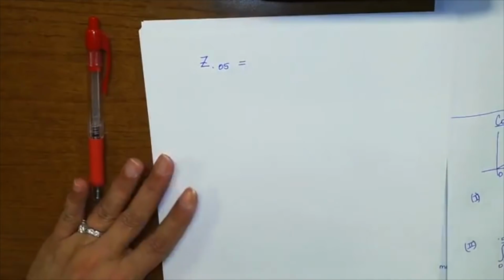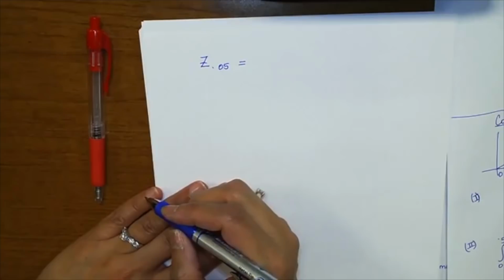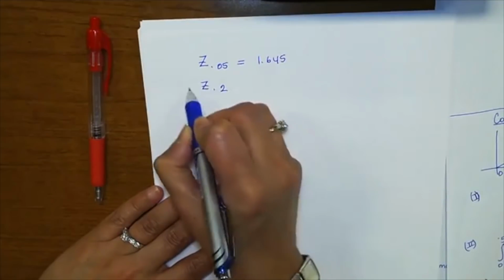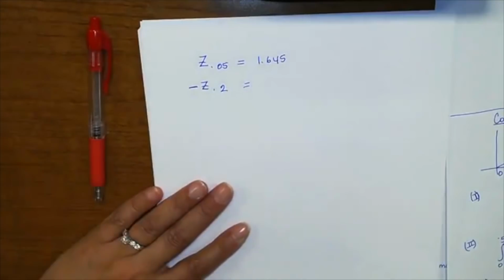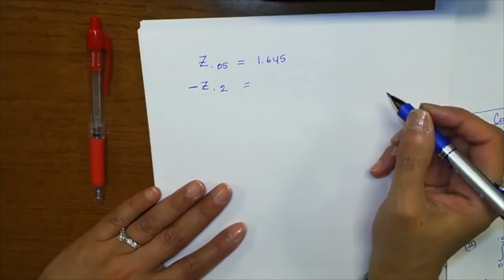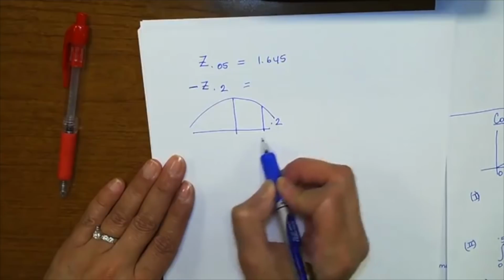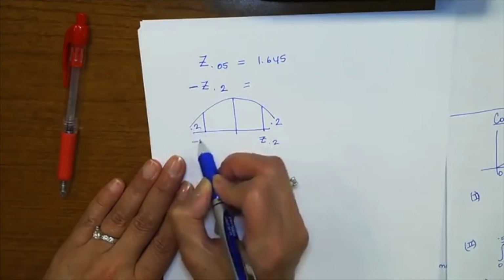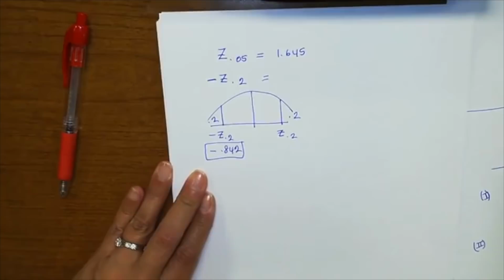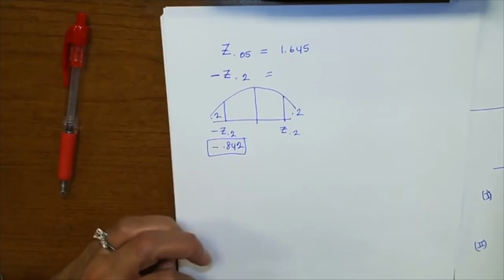What's the answer? You tell me. 1.645. Yeah. Z.2, minus Z.2. What's minus of Z.2? That's talking about this. So the answer is minus 0.842. Get it? Do you have any questions?